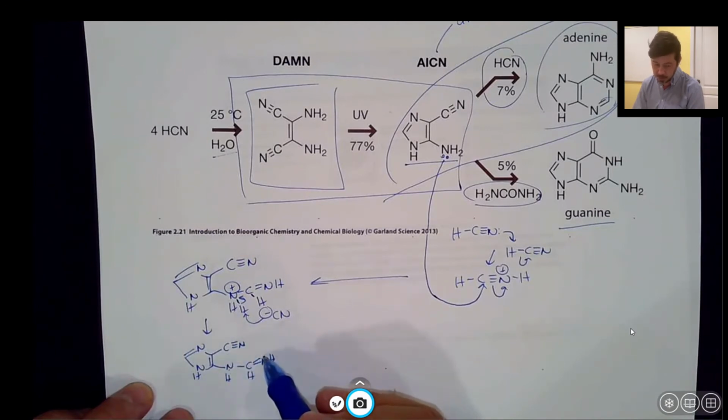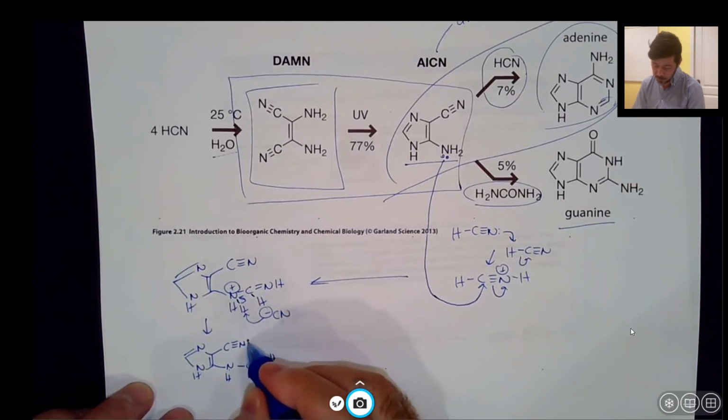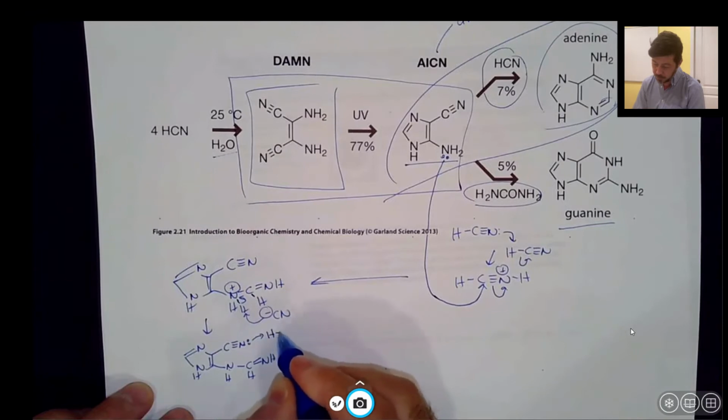This nitrogen can be a good nucleophile. But to make this a better electrophile, we need to protonate that, right? So where do we get a proton from? Our good friend hydrogen cyanide.